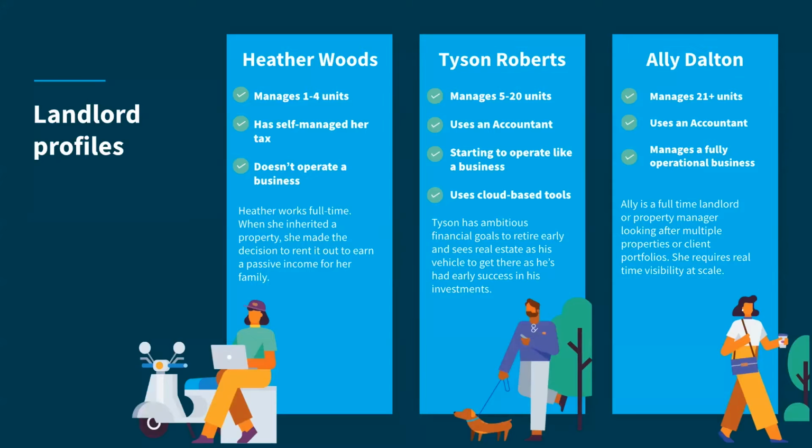Ali Dalton, that final persona that we're going to talk about, is a full-time landlord or property professional. Ali manages a substantial number of units in a professional capacity. So this means she has more complex accounts of an incorporated business and will likely have employees and managing the aspects of that business in different ways, such as inspections, tenant management, rent collection, and even the bookkeeping.